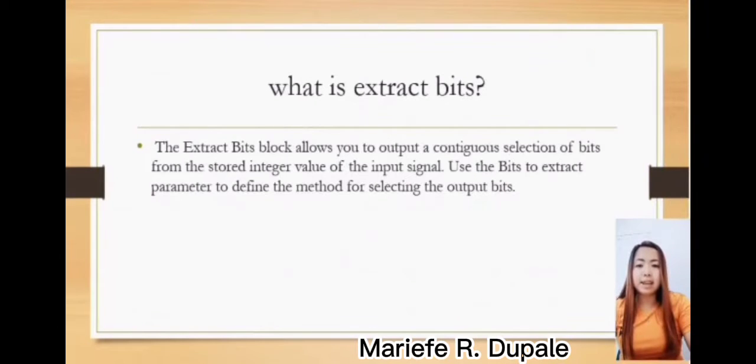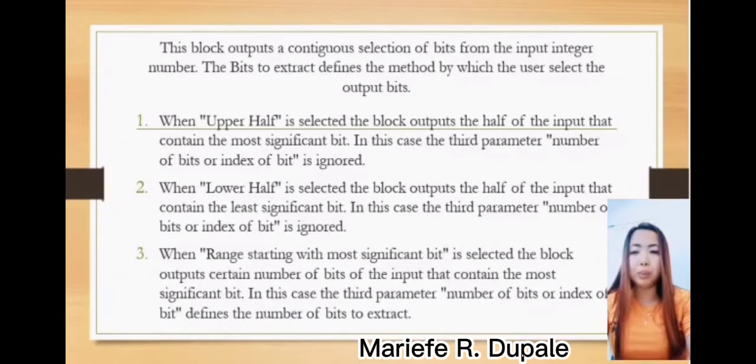What is Extract Bits? The Extract Bits block allows you to output a contiguous collection of bits from the stored integer value of the input signal. Use the Bits to extract parameter to define the method for selecting the output bits. The block outputs a contiguous selection of bits from the input integer number. The Bits to extract parameter defines the method by which the user selects the output bits.